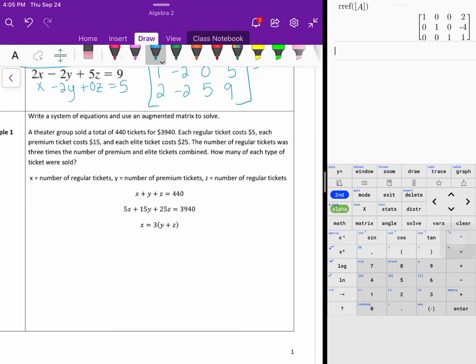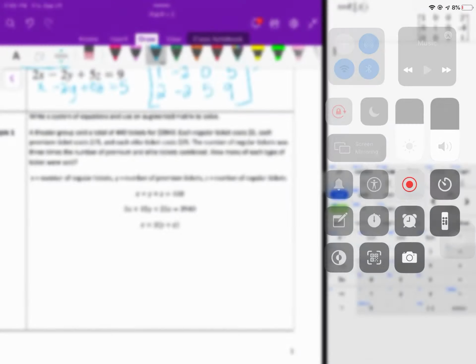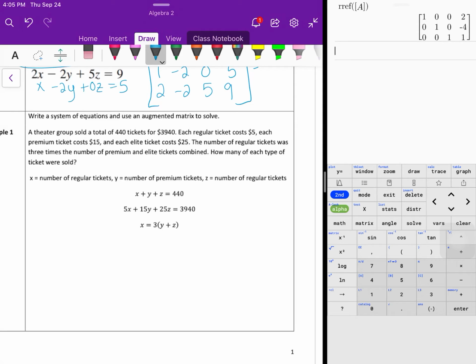So if you remember the theater ticket problem, we set up this question in a previous notes. Sorry, I can't talk here. Let me see, my screen recording's still going. I thought it had quit.